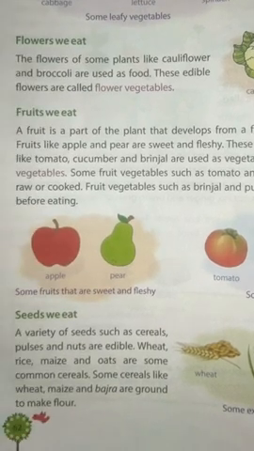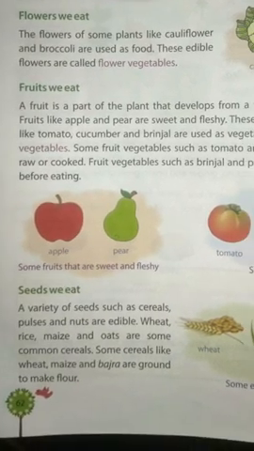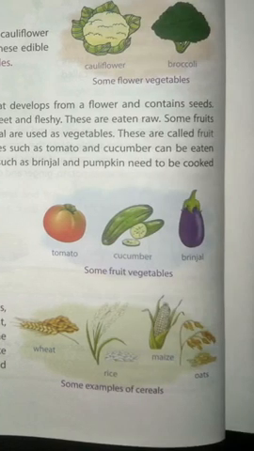Then, seeds we eat. A variety of seeds such as cereals, pulses and nuts are edible. Wheat, rice, maize and oats are some common cereals. Some cereals like wheat, maize and bajra are ground to make flour. Look at the picture: some examples of cereals are wheat, rice, maize and oats.